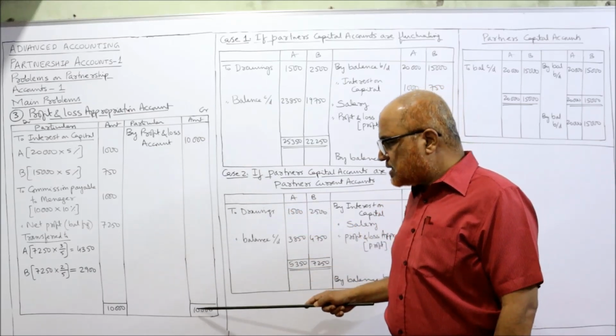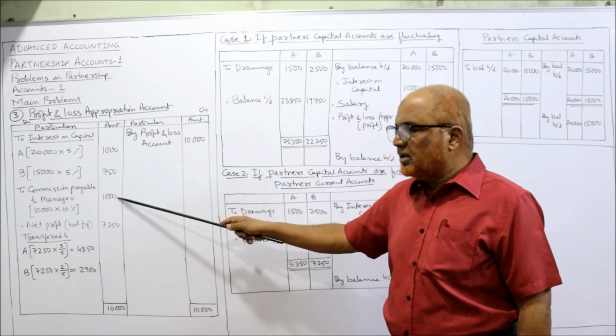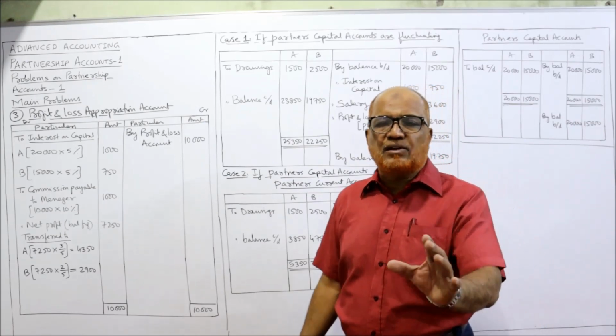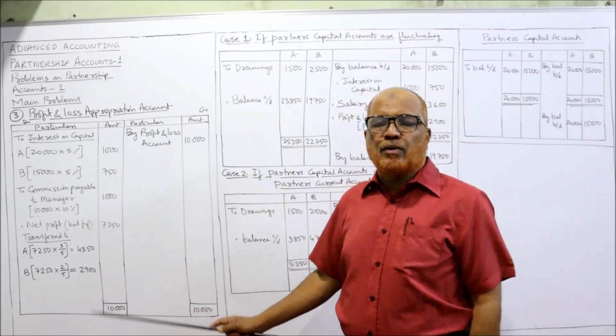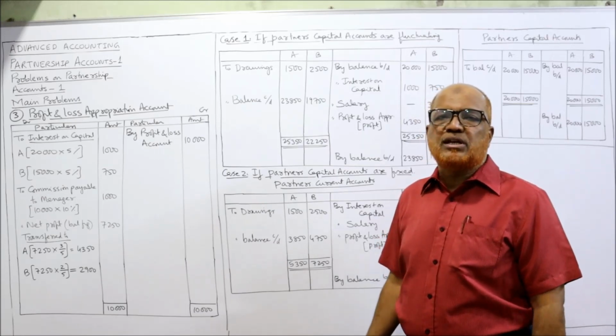The total on the credit side is 10,000. So 10,000 minus 1,000 minus 750 minus 1,000, you will get the divisible profit 7,250, the balancing figure. This is the divisible profit. And this profit will be distributed between A and B in the ratio of 3:2.